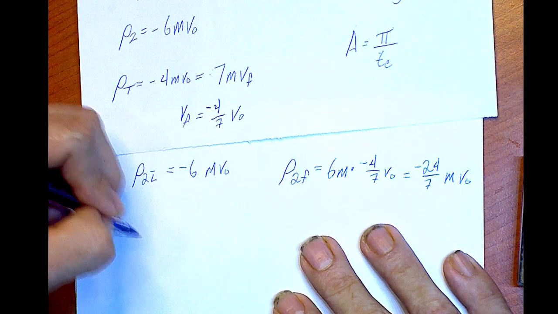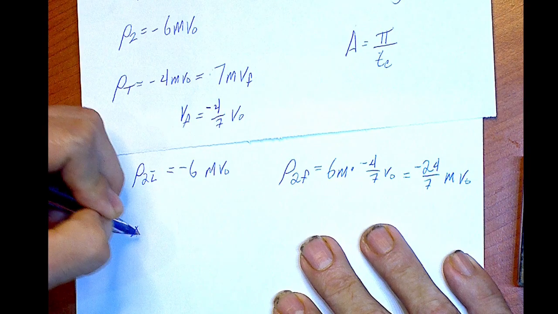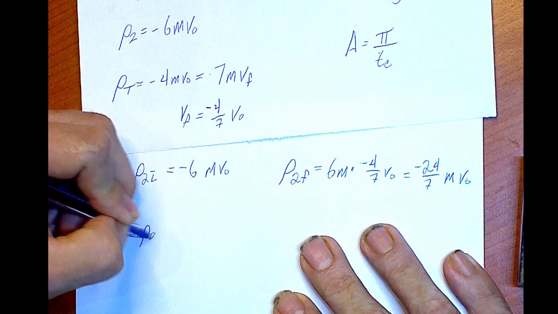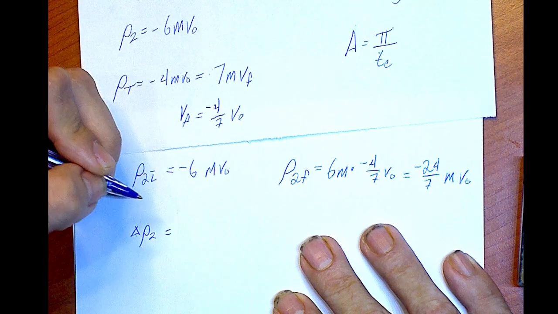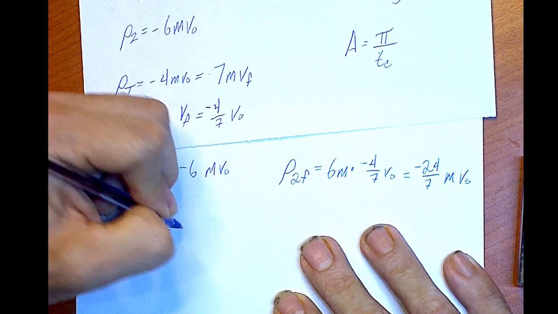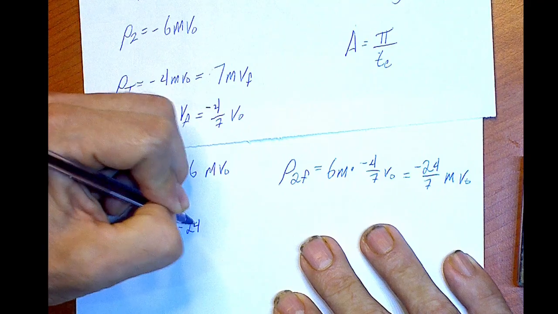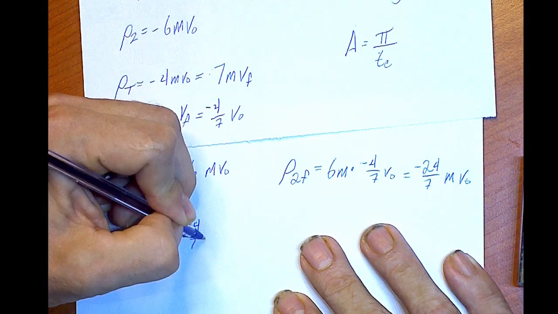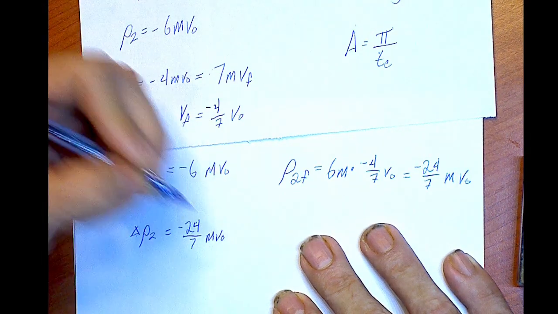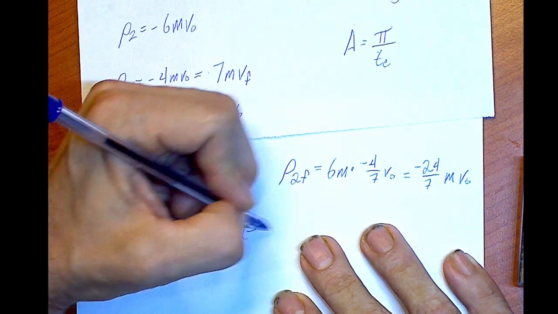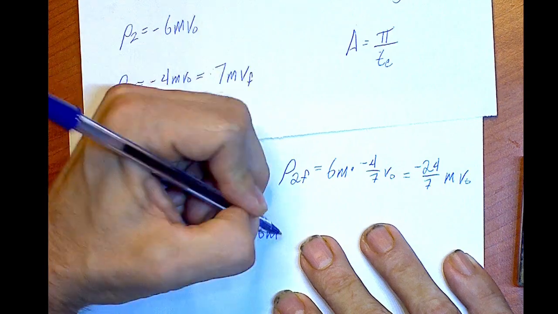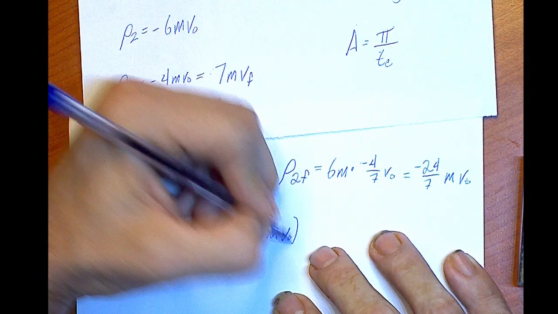And so then we can get the change in momentum for block 2 is equal to the final minus initial, minus 24/7 mv naught minus a negative 6 mv naught.